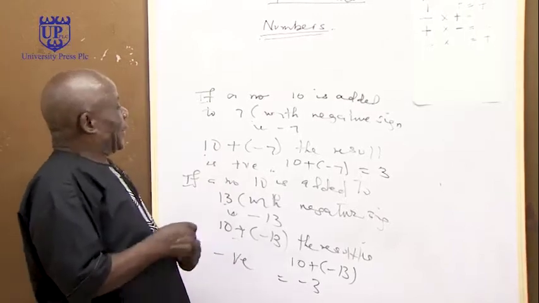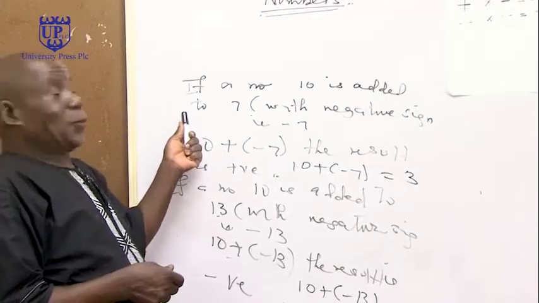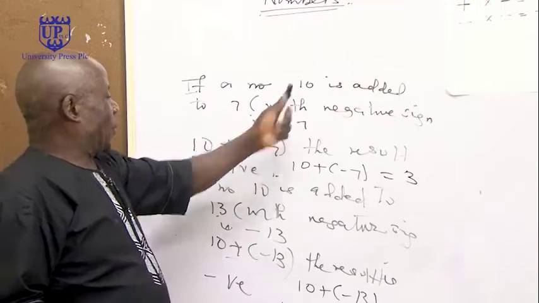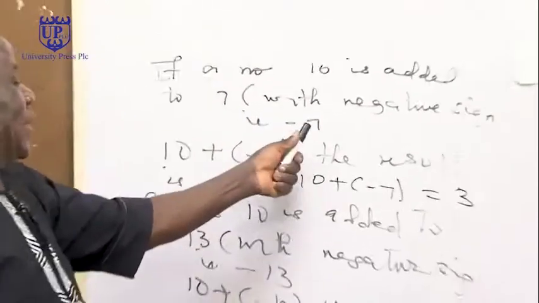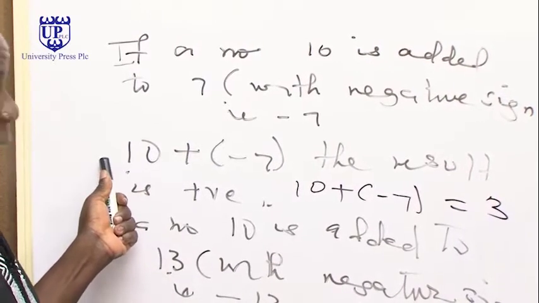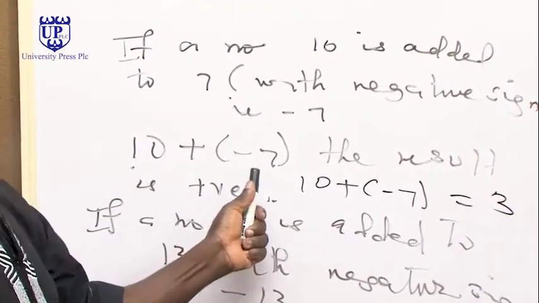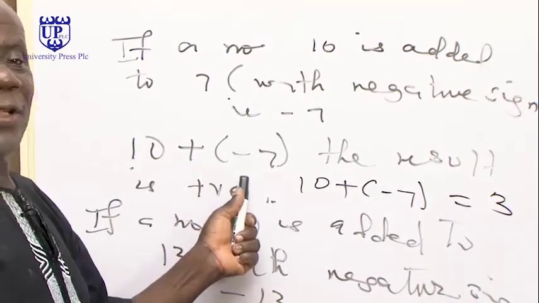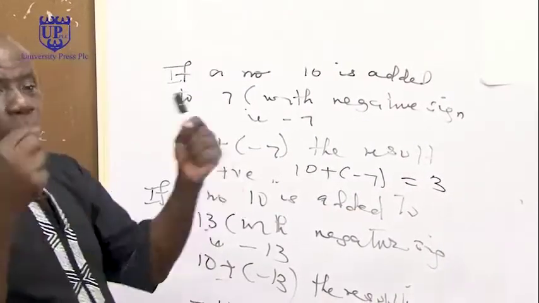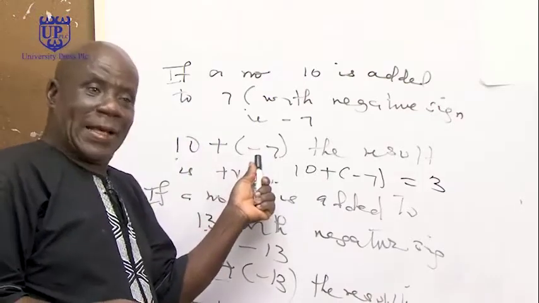If an integer 10 is added to another integer 7, but 10 is positive while 7 is negative, written like this: 10 plus the negative 7, but 10 is more than 7. Because 7 is a negative number, you are going to get a positive number, because the positive number you are adding is more than the negative one.